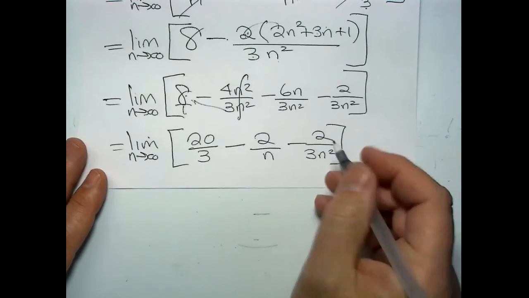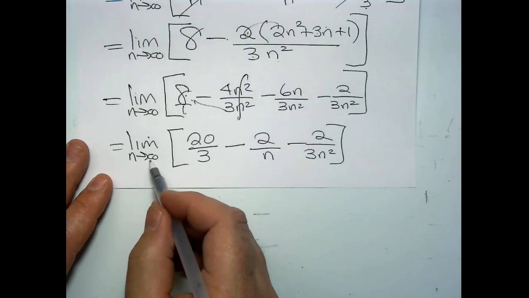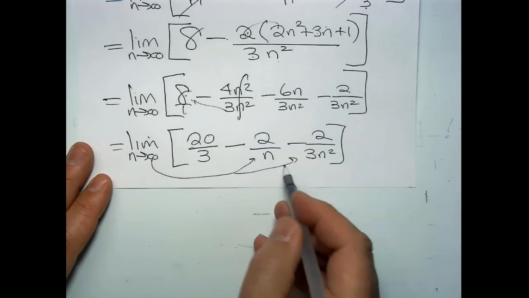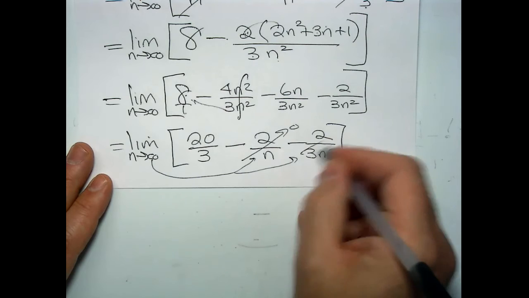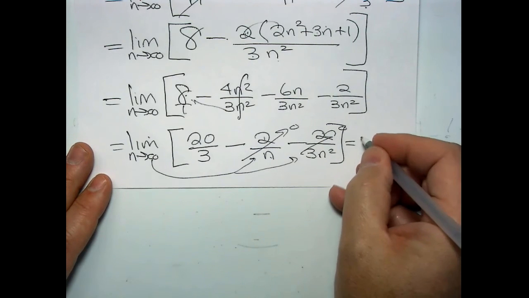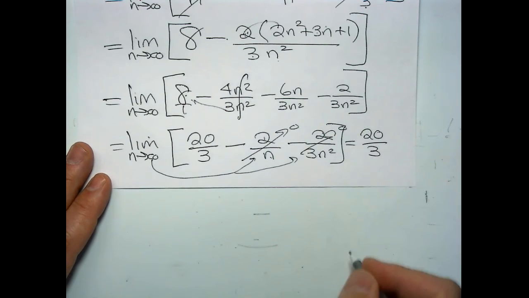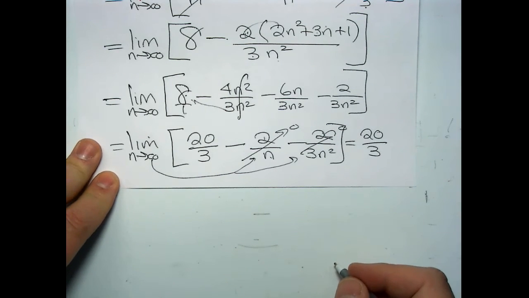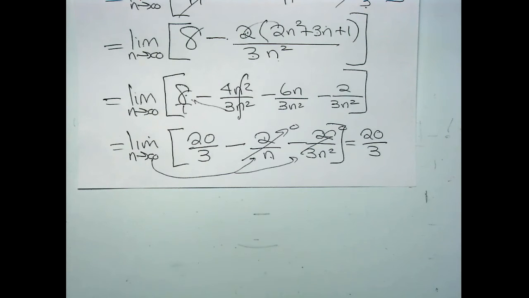And now we're in a great position, and that position is to simply send n to infinity now. And you know what's going to happen, right? 2 over infinity, 2 over infinity. The answer is 20/3. So the exact area beneath this curve from 0 to 2 apparently is 20 over 3.